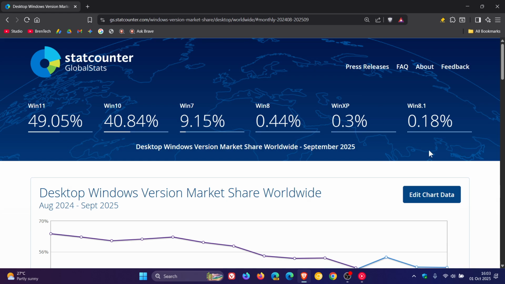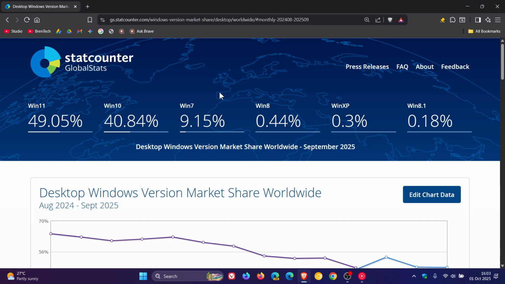Now, starting at the back, Windows 8.1 has decreased from 0.23 to 0.18%. And I think that's going to be very soon out the back door, so to speak. Windows XP, although it has dropped from 0.38 to 0.3%, I think is soon going to be catching Windows 8. That's going to be very interesting. And while we are talking about Windows 8, that has decreased from 1.13 to 0.44%. So that's an interesting one to watch in the future.